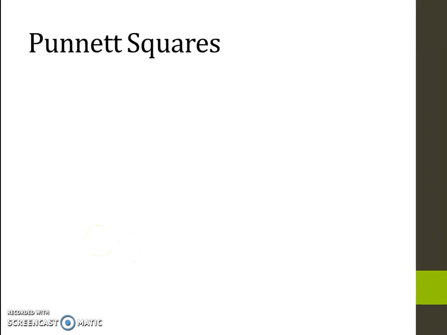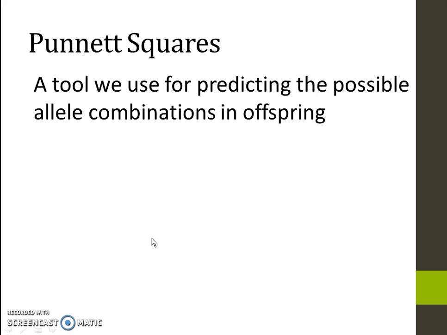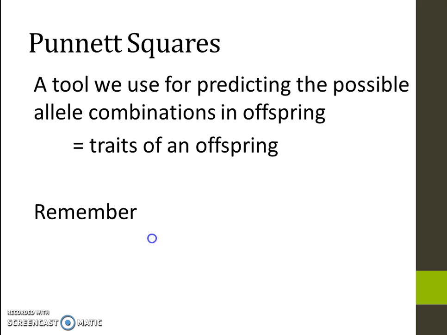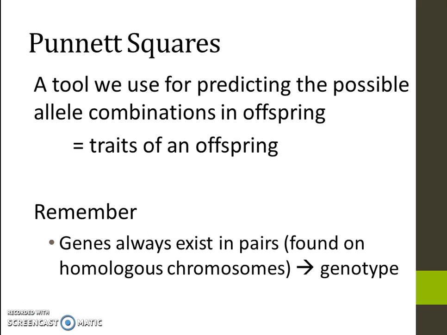Okay, so now that you know the basic vocabulary that goes along with genetics, we can actually do some genetics problems now. So we're going to use Punnett squares today for this. And this is just a tool we use for predicting the possible allele combinations in offspring. And this also then can help us predict the traits of the offspring. So don't forget that the genes always exist in pairs. These pairs are found on homologous chromosomes, and this makes up the genotype.